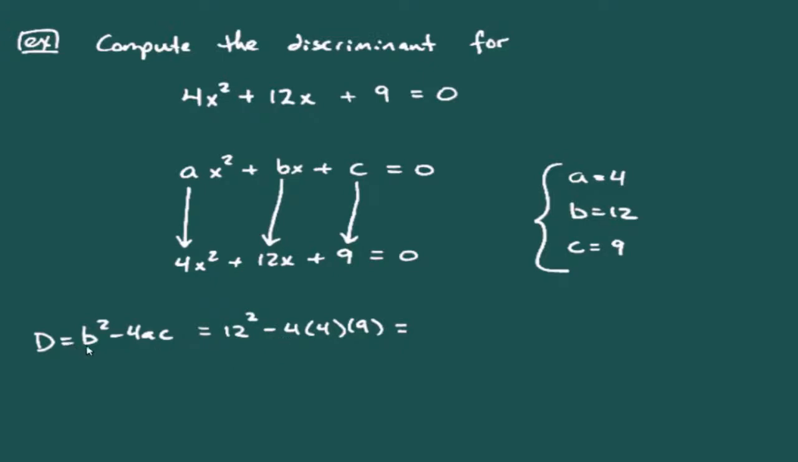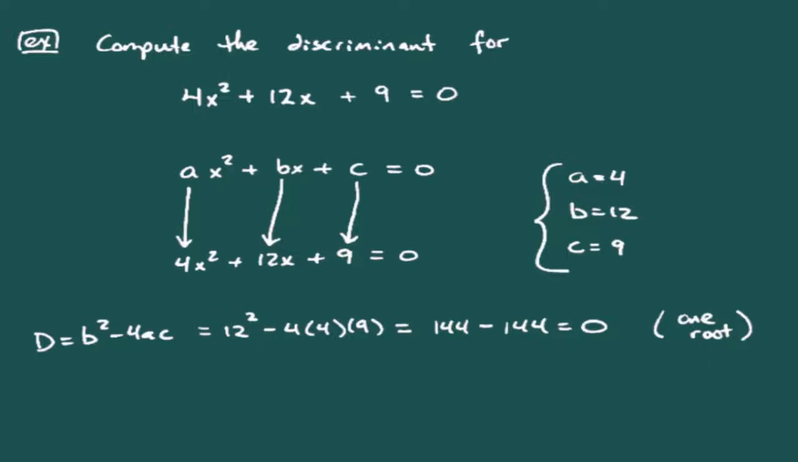Our discriminant again being b squared minus 4ac. So we've got b as being 12 minus 4 times a is going to be 4, and c is going to be 9. So 12 squared, so 12 times 12 is going to give us 144, minus 4 times 9 is going to give us also 144. So 144 minus 144 gives us a discriminant of 0. And so that discriminant of 0 tells us that we have only one root for this.